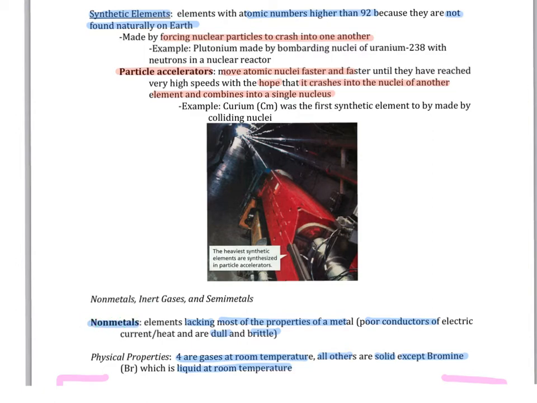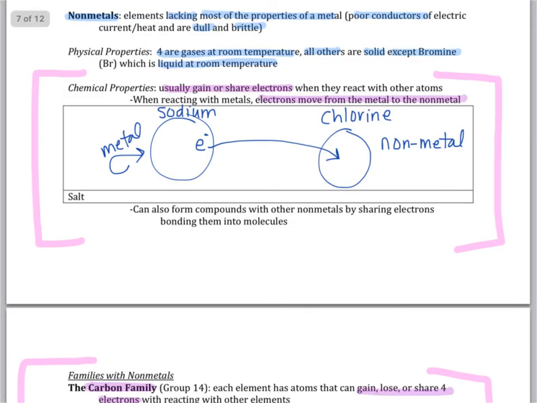Nonmetals are classified as elements lacking most of the properties of a metal. They are poor conductors of electric current and heat and are dull and brittle. Their physical properties include that 4 are gases at room temperature. All of the others are solid except for bromine, which is liquid at room temperature. This is also something that I won't hold you directly accountable for.